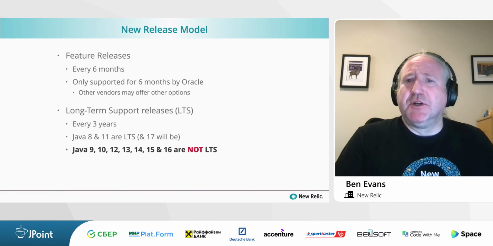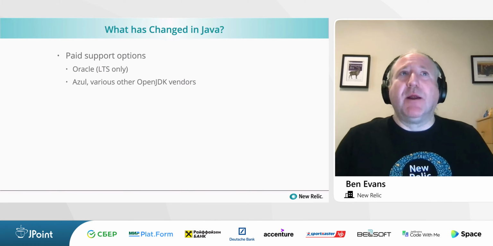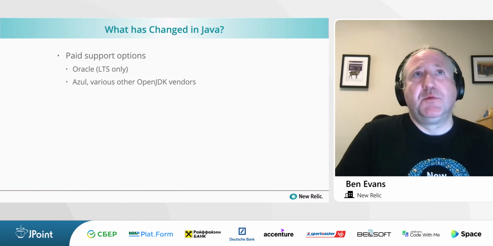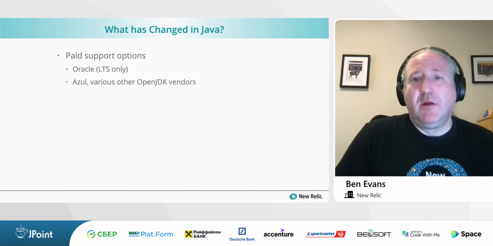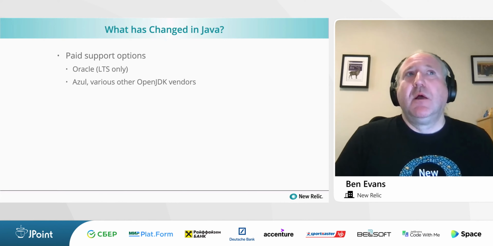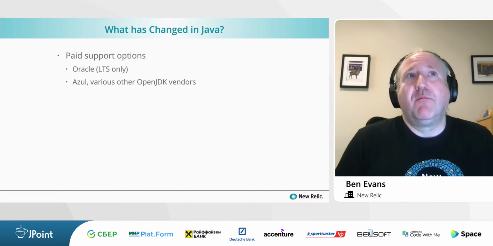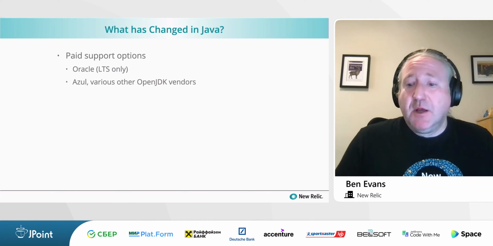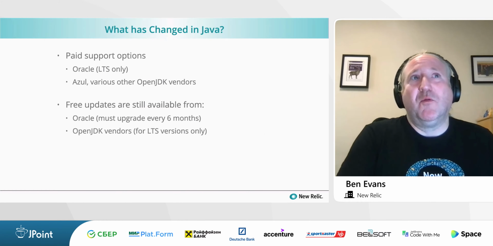So this brings us to the question about what has changed. Well, if you are prepared to pay a commercial company money for your support for your Java installation, you have a number of options. You can pay Oracle; they will only support you on LTS. You can, as I mentioned, pay Azul Systems; they support the LTSs. They also support various medium-term releases as well.